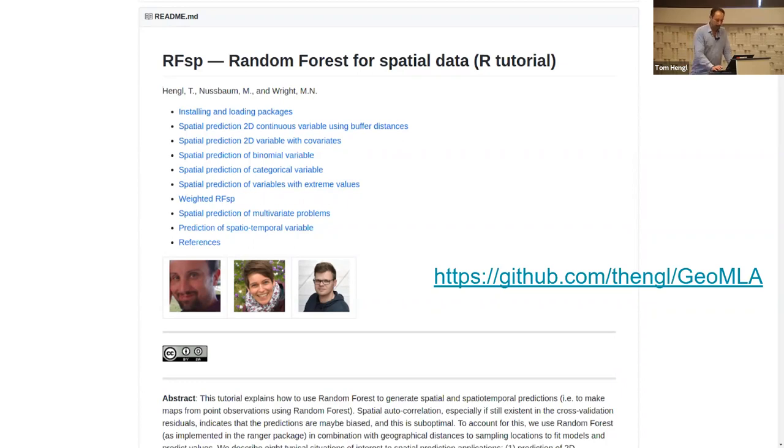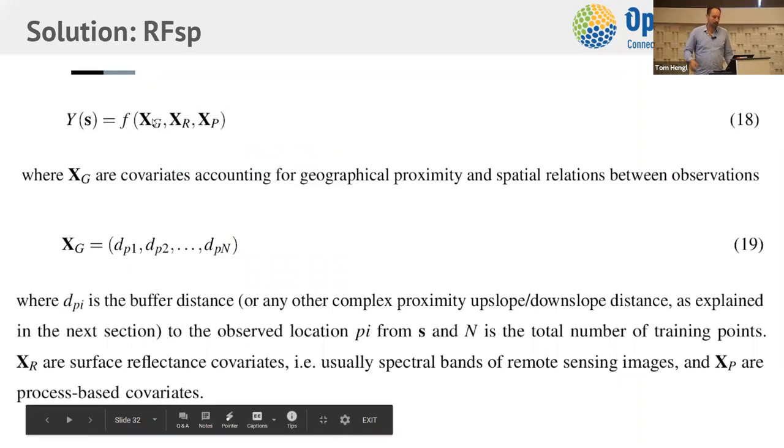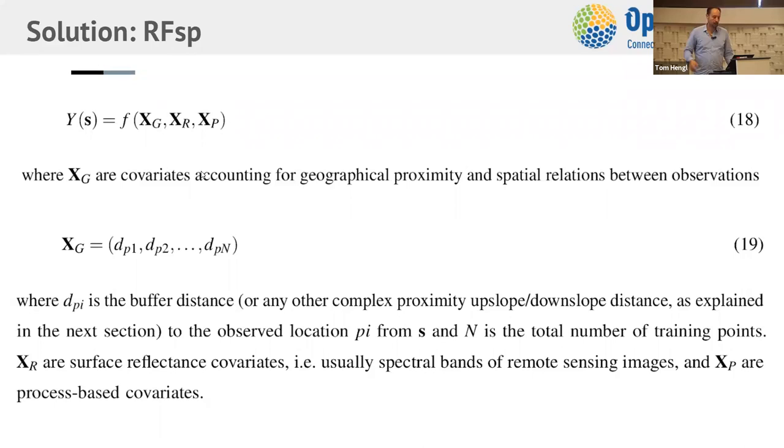Okay, so in this paper we made this generic idea. You have geographical covariates, the geographical feature space, you have the surface reflectances, and you have the processes. So this is Earth observation data, this is geography, and this is process-based modeling. We said this is the generic approach. And then if you apply random forest to all of that, you do everything at once. That's what we tried to do, with the distances.